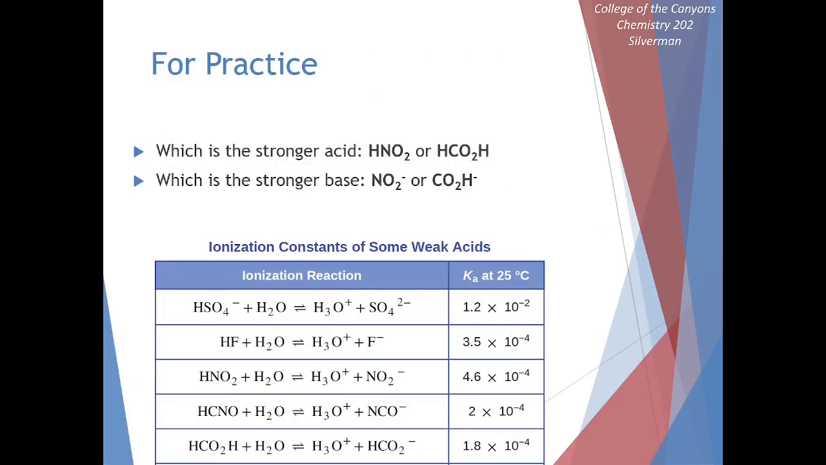Take a second to see if we can attack this practice problem. We want to examine the stronger acid, HNO2. We can see that this has a Ka value of 4 times 10 to the negative 4.